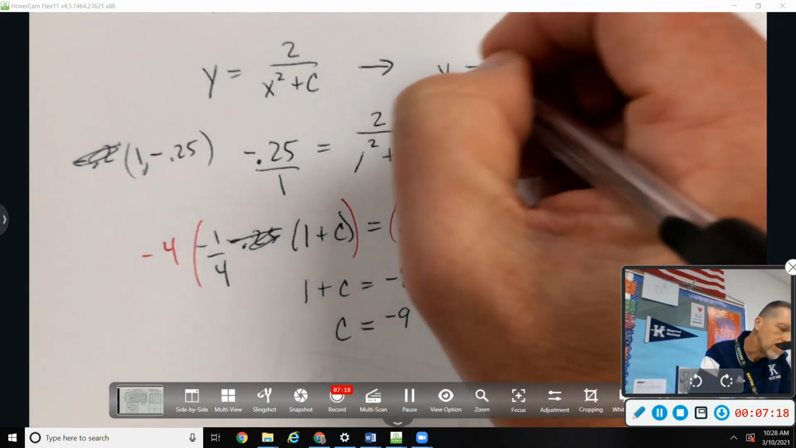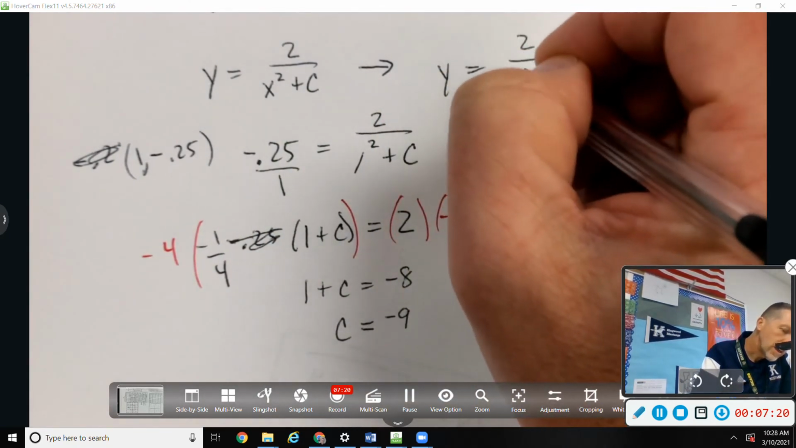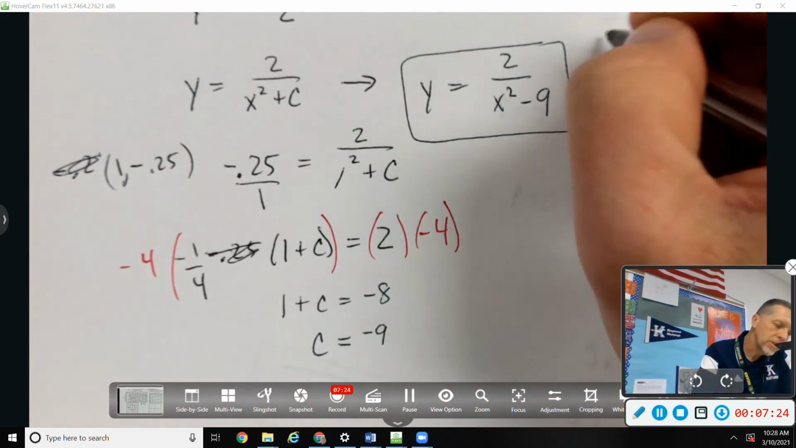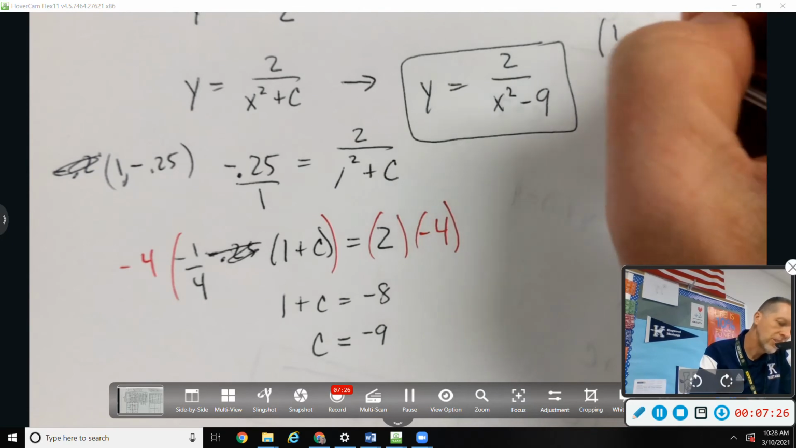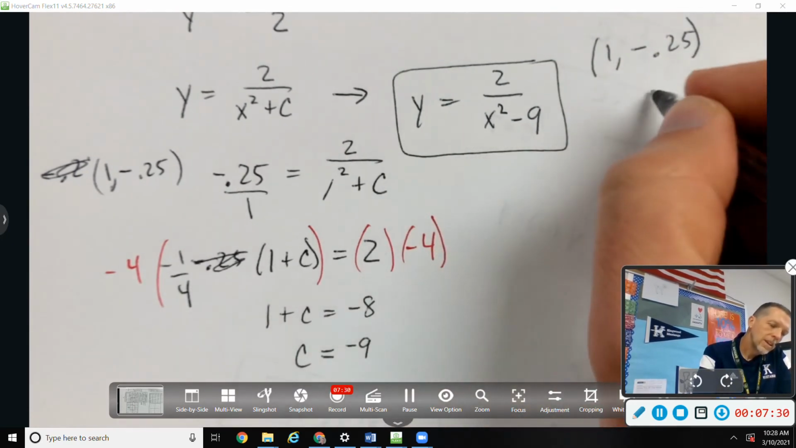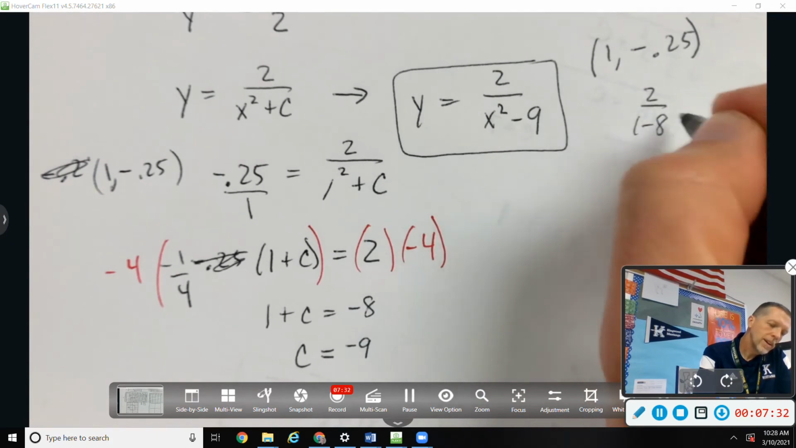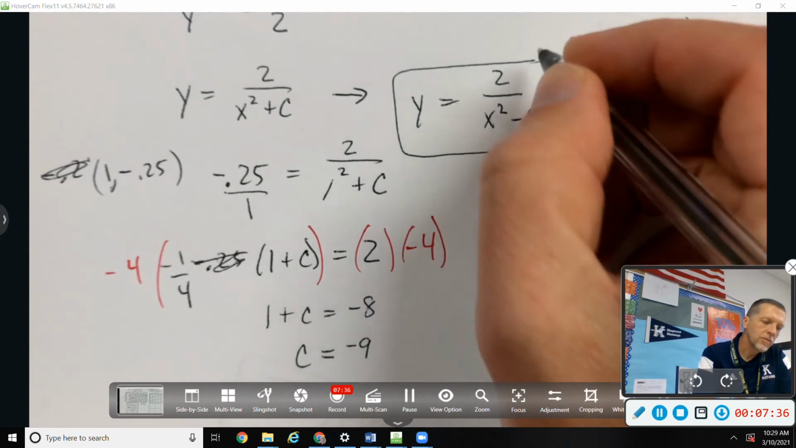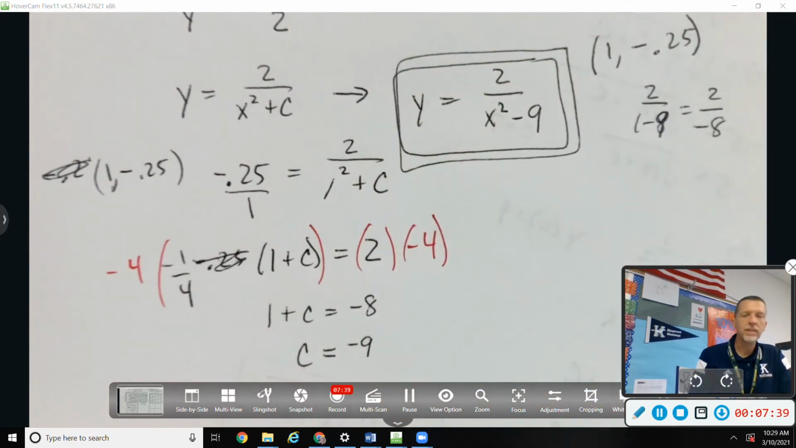So y equals 2 over x squared minus 9. That was a lot of algebra, so I want to quickly check to make sure this still works. If I plug in 1, 2 over 1 minus 9, 2 over negative 8 would be negative 1/4. So I feel a little bit better about number 5.